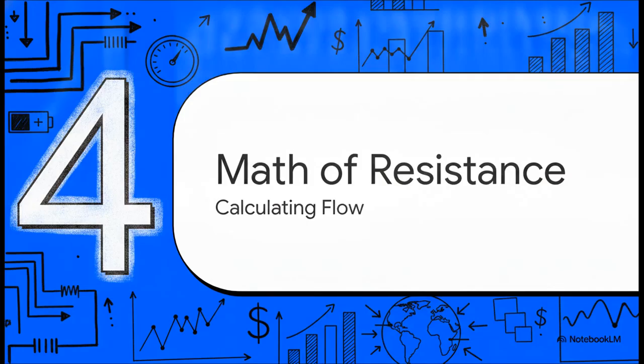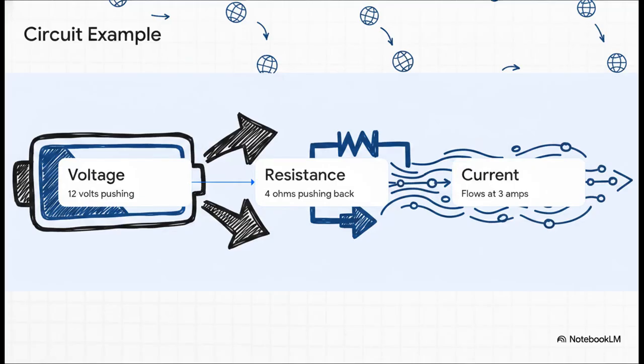Which brings us to Section 4, the mathematics of resistance. Let's just plug some numbers in here to see how this actually works. Imagine a perfectly stable electrical circuit on a workbench. Step 1, you've got 12 volts of power pushing. Step 2, you have an expected 4 ohms of resistance pushing back. Since 12 divided by 4 is 3, Step 3 shows everything flowing along smoothly at exactly 3 amps. That is a happy, healthy system.